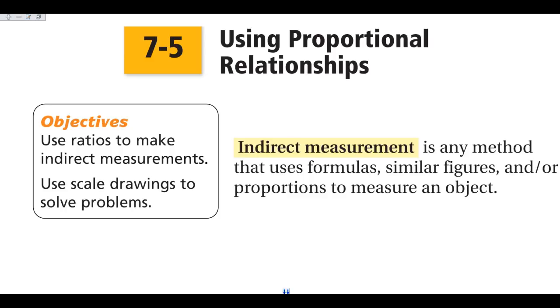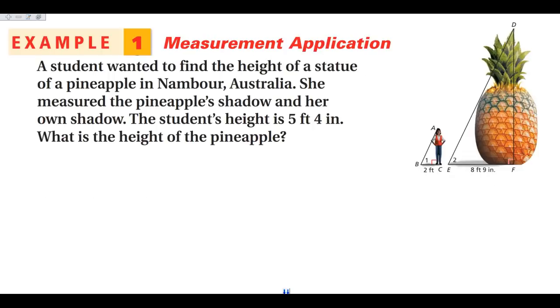So indirect measurement is anytime we're using proportions or similar figures in order to find the length of an object that we normally can't just walk up to and use a ruler. For example, if we wanted to find the height of a building, we could use an indirect measurement rather than trying to have somebody standing at the top of a building and somebody standing at the bottom and trying to hold a really long measuring tape. That is difficult to measure directly, so we're going to use indirect measurement.